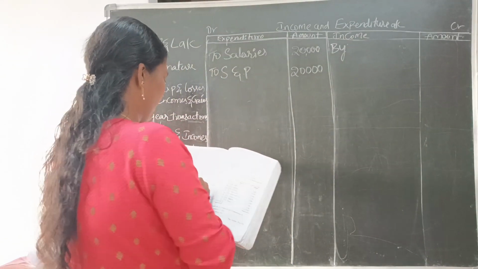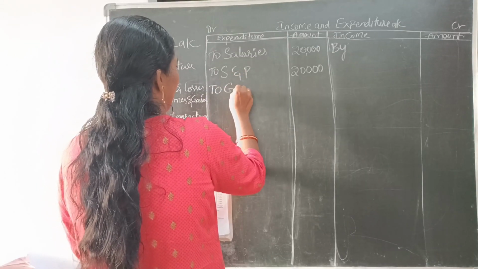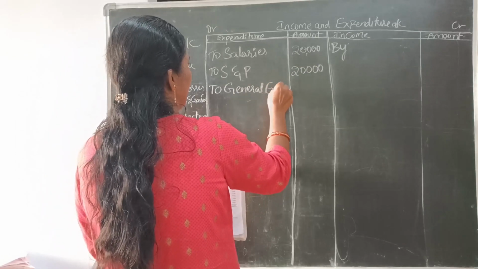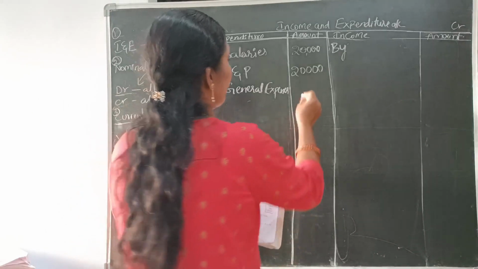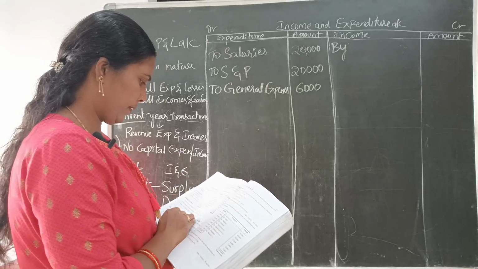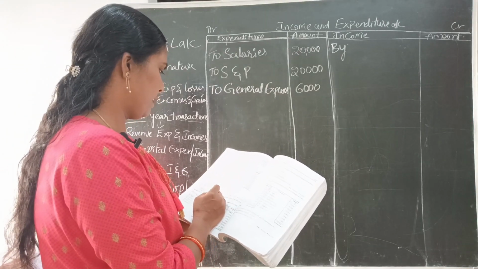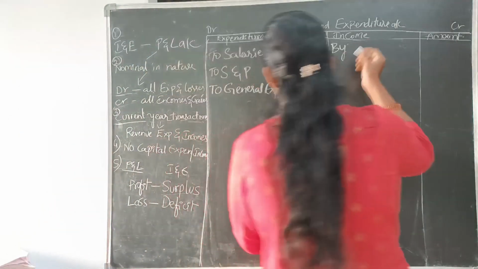Next, general expenses. General expenses are also one kind of expenditure. You need to show them on the expenditure side. The amount is 6,000. Is there still any adjustment? Okay, no. So, coming to the receipt side.